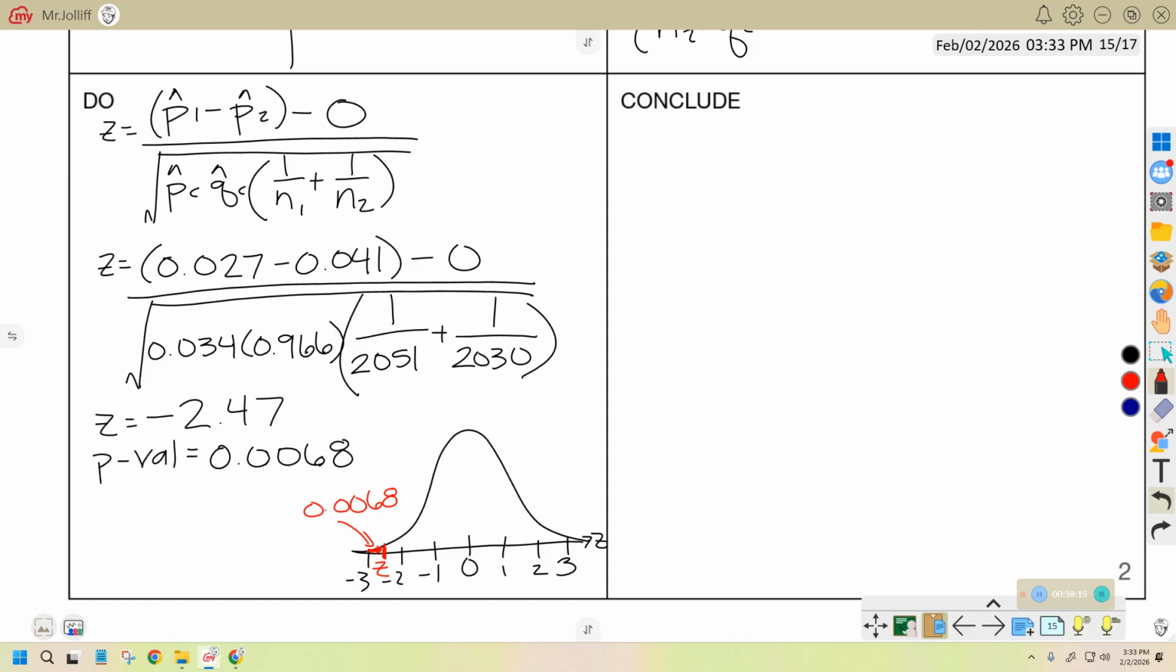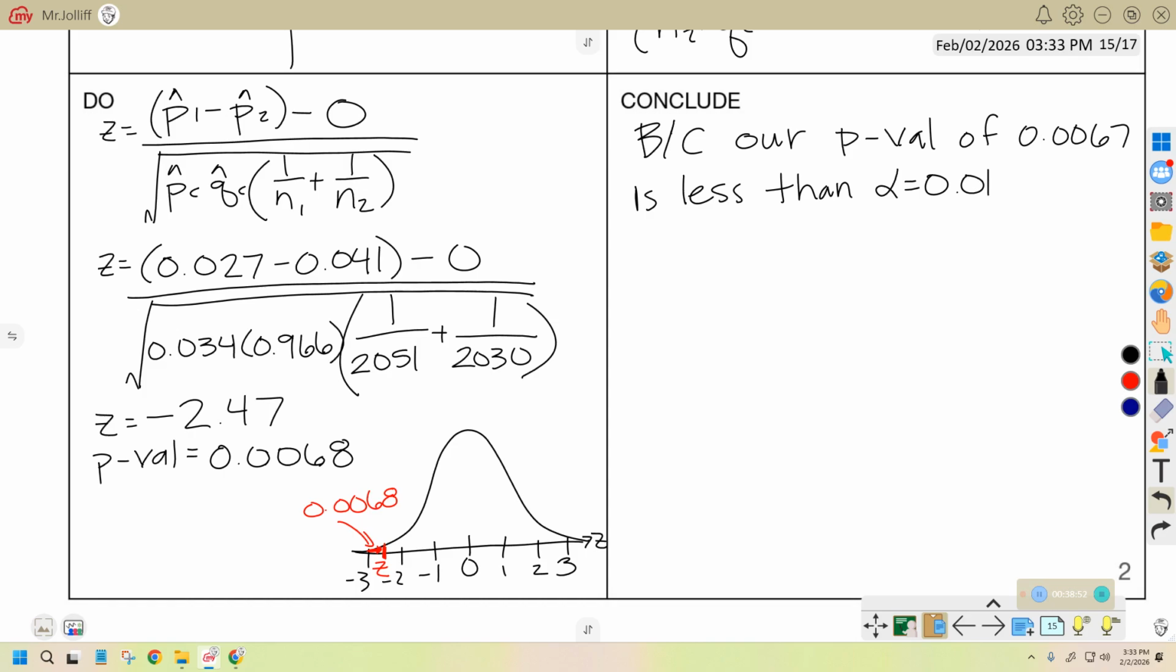The check is we take that p-value, we compare it to our level of significance. Is the p-value less than our alpha or more than our alpha? It is less than our alpha. If the p-value is low, you reject H0. Because our p-value of 0.0067 is less than alpha equals 0.01, we reject H0.